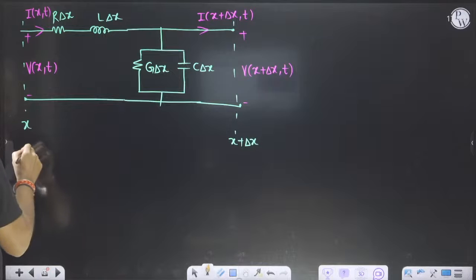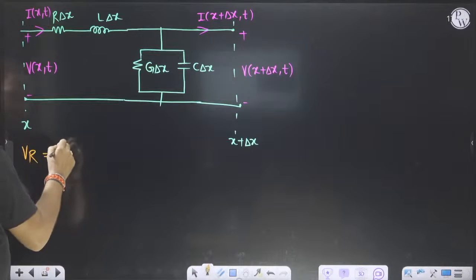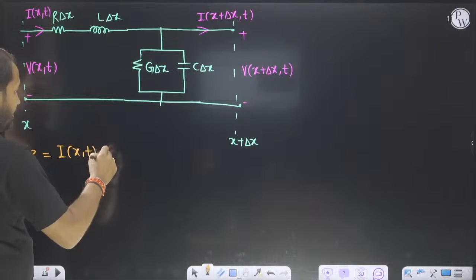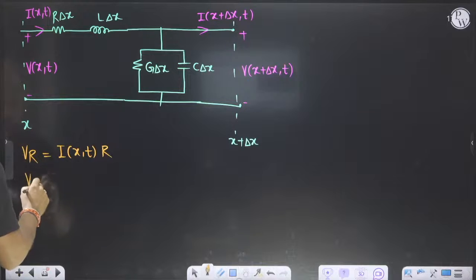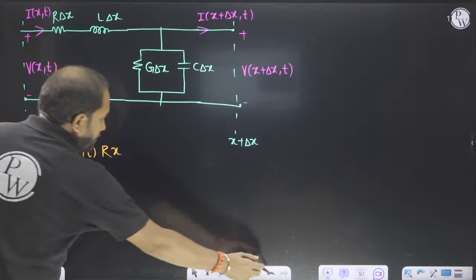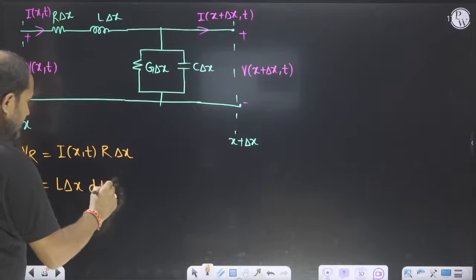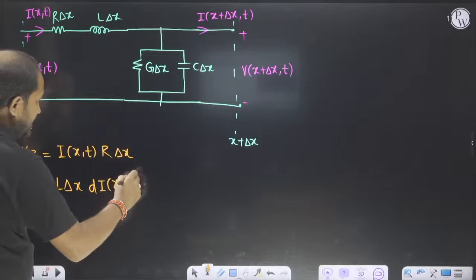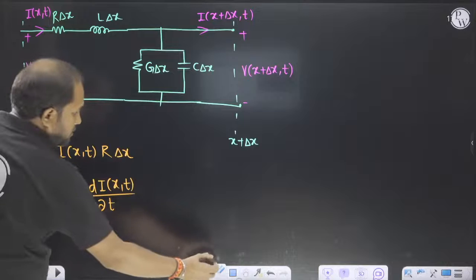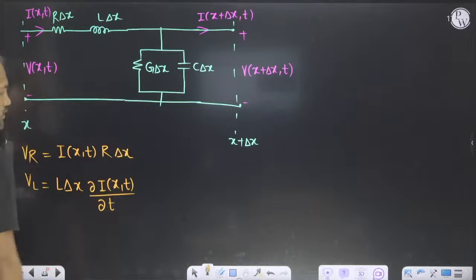So what is the voltage drop across the resistor? Voltage drop across the resistor is I into R, where I is I(x,t), into R. Voltage across the inductor is L di by dt. Here di by dt is the partial derivative of I(x,t) with respect to t, because there are two variables, so I will use partial derivative with respect to t.